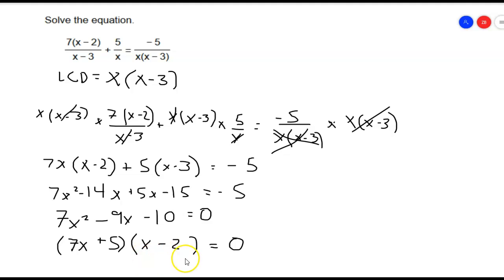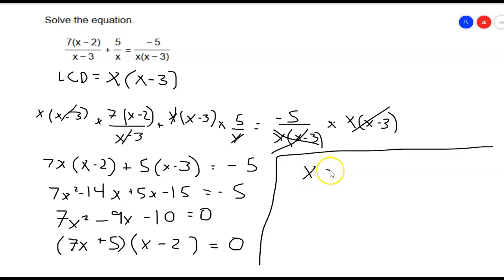All right, once we do that, we can set each factor equal to 0, and when we do that, we're going to get x is equal to 2 when we set this factor equal to 0, and when we set this factor equal to 0, we're going to get x is equal to -5/7. And those are our 2 solutions.